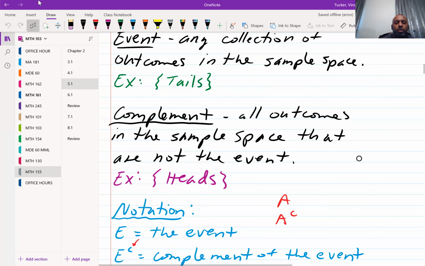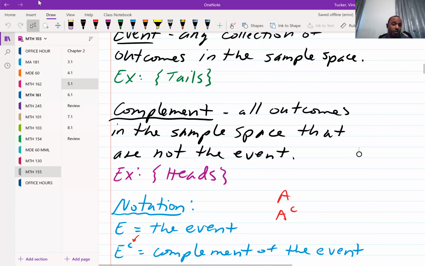All right, so the notation for the complement is going to be whatever you call the event, and then a superscript C, like an exponent. So if I name my event E, then E with this superscript C represents the complement of E. If I name my event A, then A with that superscript C will be the complement of A.